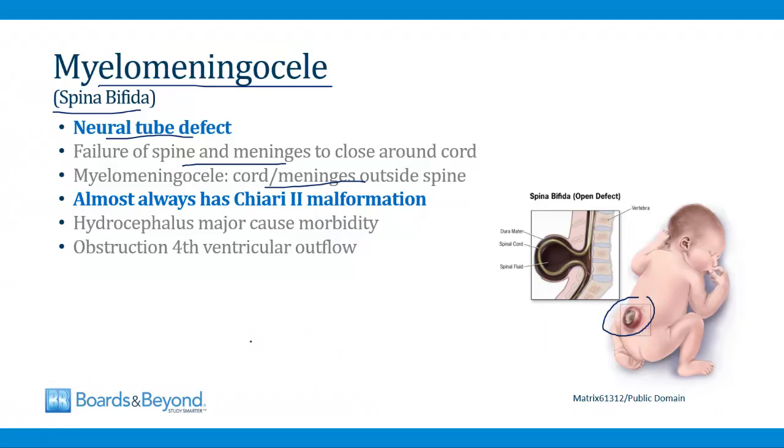The reason I'm mentioning this in this video is because almost all cases of myelomeningocele also have a Chiari-2 malformation. And in babies born with a myelomeningocele, it's not just the spinal cord defect that causes the morbidity, it's also the hydrocephalus. Most of these children have major problems with hydrocephalus, and that's because there's obstruction of the fourth ventricular outflow. And I talk about this in greater detail in the video on congenital neurology.